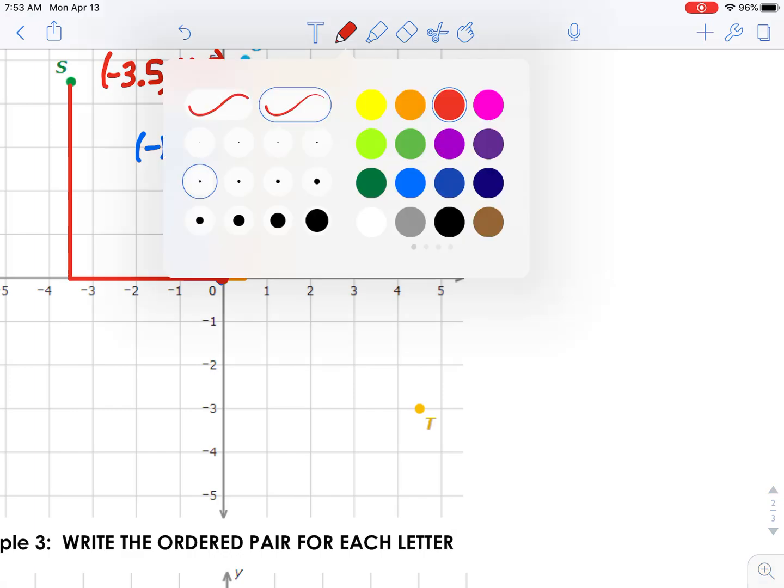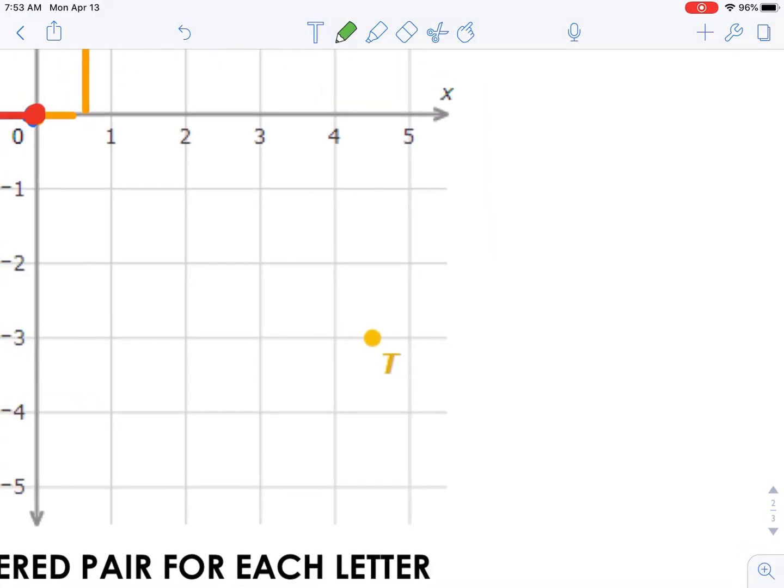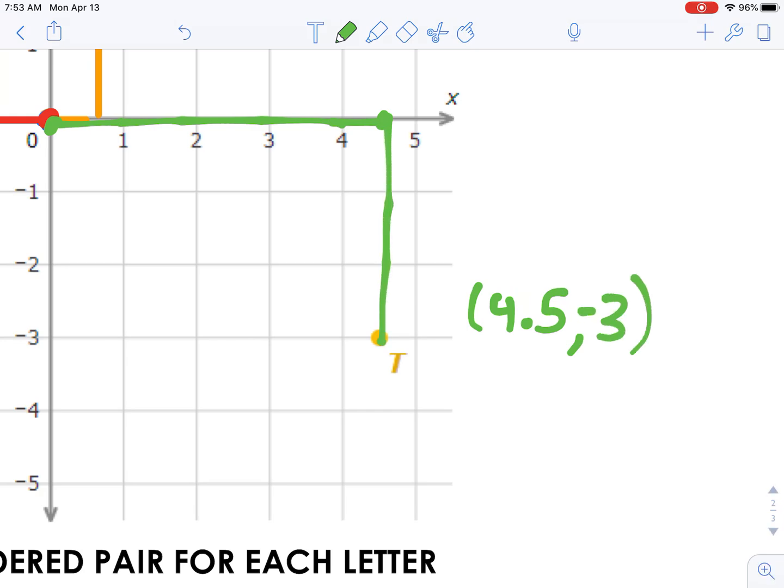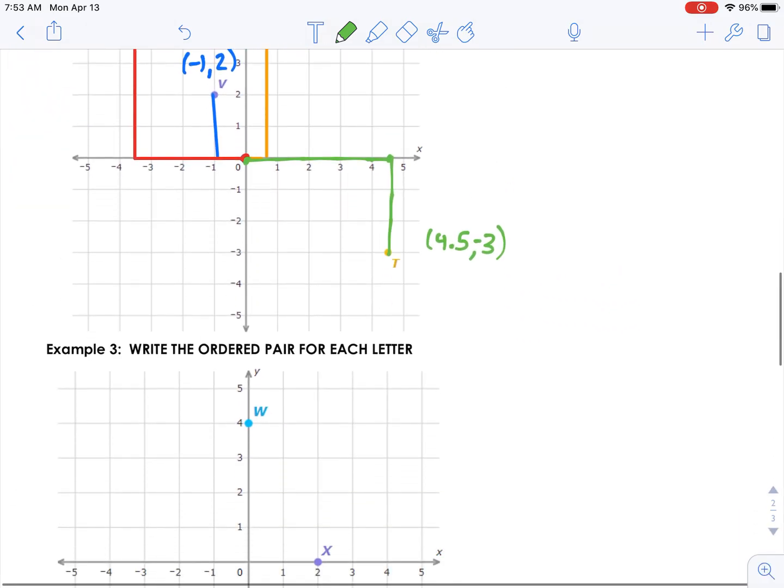And then let's try this t over here in quadrant 4. We went to the right, started at 0. 1, 2, 3, 4, 4.5, so 4.5. And then we went down 1, 2, 3. So going down would be a -3.